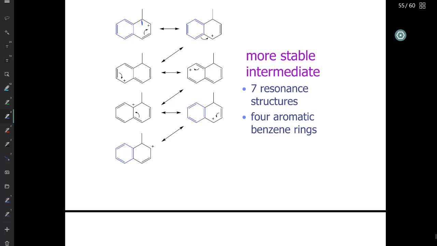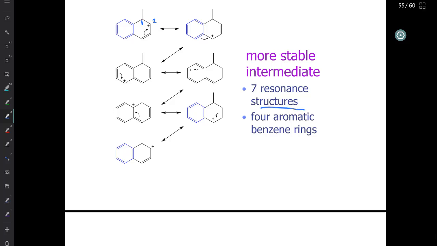Remember, this is the number 1 position. This is the number 2 position. So what ends up happening when you add to the 1 position is you get a carbocation at the 2 position, and then you can draw a number of different resonance structures. There's actually 7 of them, and you can sort of follow along with the arrows that are given.